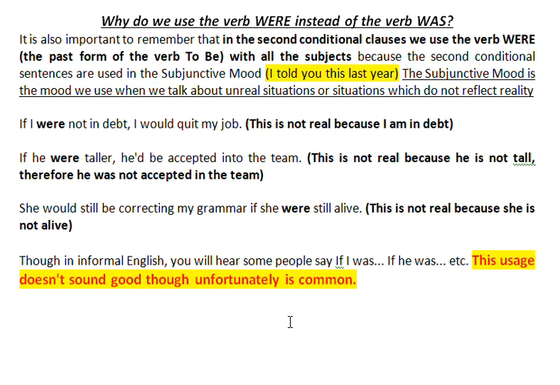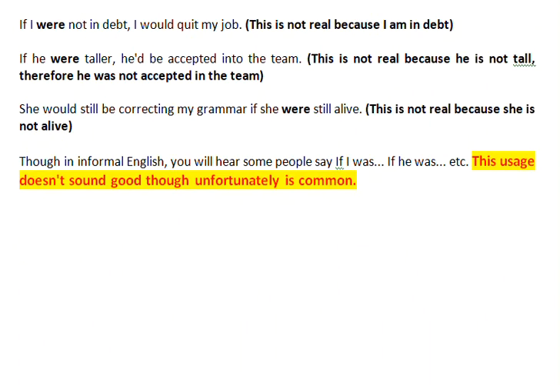Now, though, in informal English, you will hear some people say if I was, if he was, etc. A pesar de lo anteriormente dicho, en el inglés informal, generalmente en el inglés hablado del día a día, usted va a encontrarse con el hecho de que hay personas que lo van a usar con was. Van a decir, if I was you, I would not go out with that man. If he was you, and so on. Okay? You are going to find that. Okay? This usage doesn't sound good, though unfortunately is common. Este uso no suena bien, a pesar de que desafortunadamente es muy común, ¿ok?